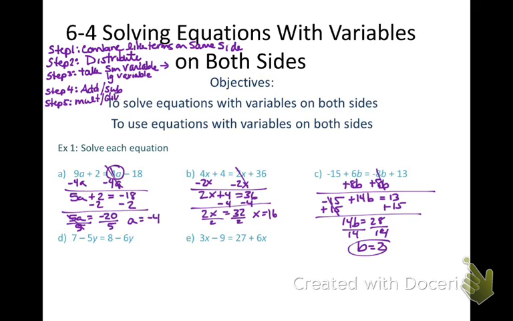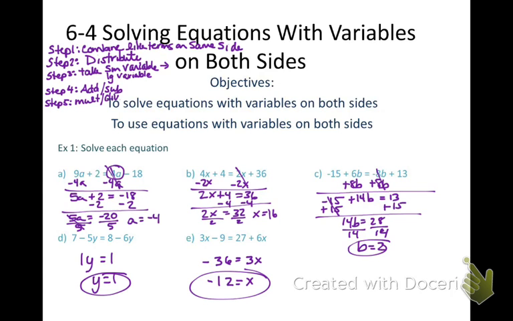I'd like you to try D and E by yourself. Put me on pause. Check and see if you did it correctly when you are finished. So my answers are y equals 1. I did leave it 1y equals 1. Also that works. And then when I was finished with E, it was negative 12 equals x. Again, remember you could do it other ways, but you should still get negative 12 and 1 for your answers on both of those.